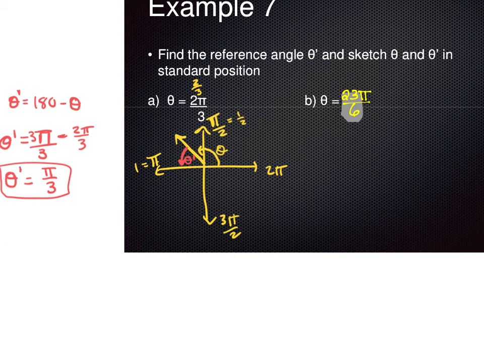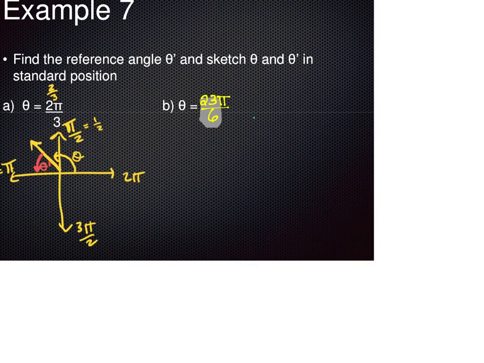Ready for the next one? Any questions on this one? Nope. All right, let's look at B. What's the first thing we need to do? We have to find out which quadrant it's in. All right, so here we have pi over 2, pi, 3 pi over 2, and 2 pi. So what do we think 23 pi over 6 is going to be in?